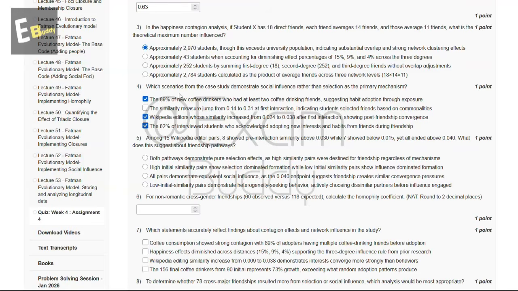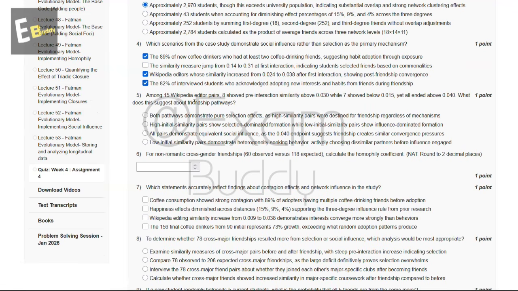And now let's go to our question number 5. Among 15 Wikipedia editor pairs, 8 showed pre-interaction similarity above 0.030 while 7 showed below 0.015, yet all ended above 0.040. What does this suggest about friendship pathways? So these are the options, and the answer of our fifth question is B. High initial similarity pairs show selection dominated formation while low initial similarity pairs show influence dominated formation.